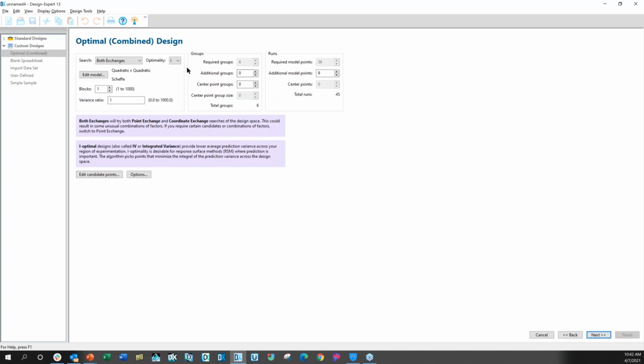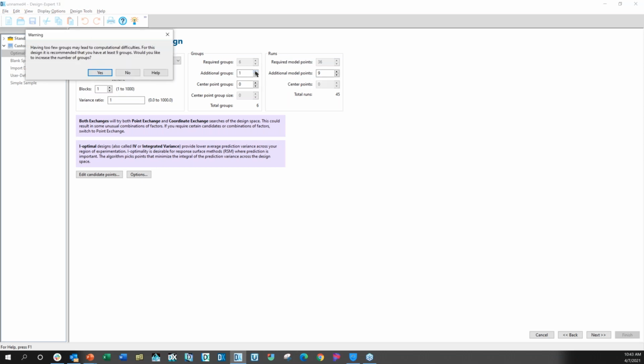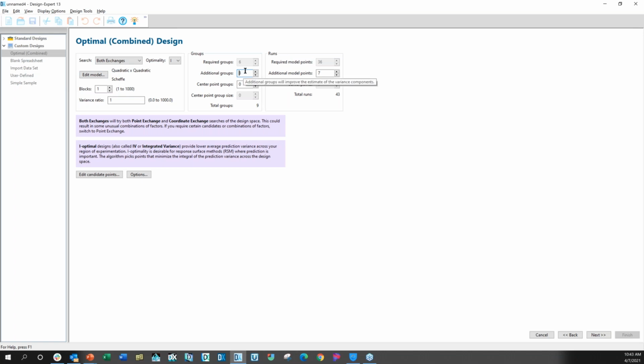Okay, then it sets up our design, what we're going to do. So we're going to do a quadratic by quadratic. It requires 6 groups. You want to have some, it's telling you need 9. So we're going to go in here and say to be able to do the REML, you've got to have some extra groups. So we're going to do 3 additional groups so we get our 9 that we need.